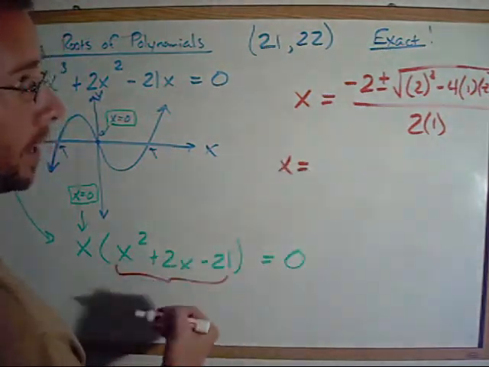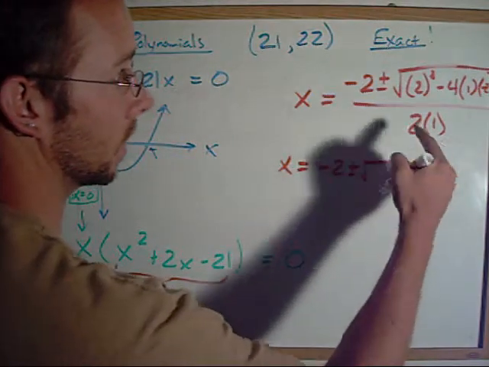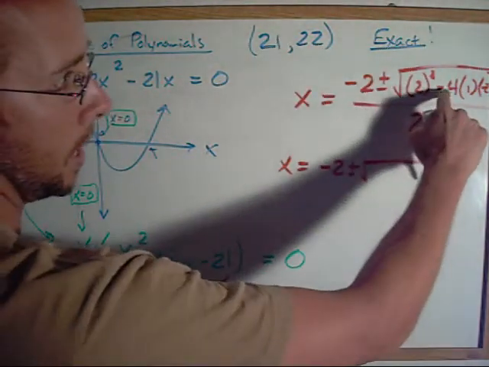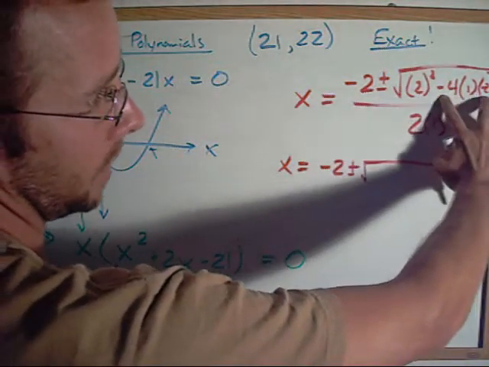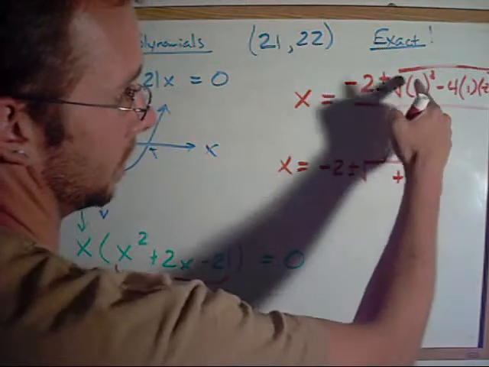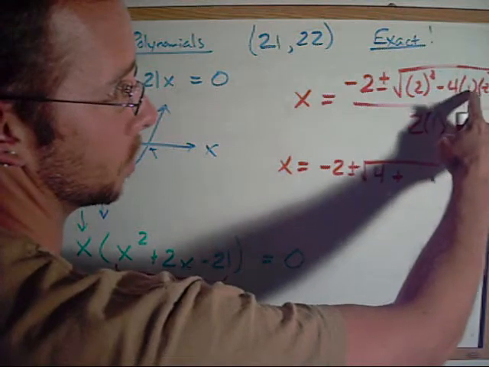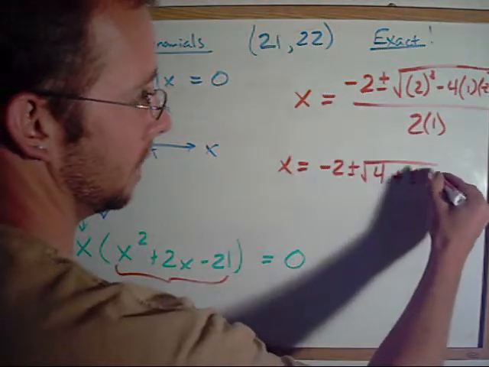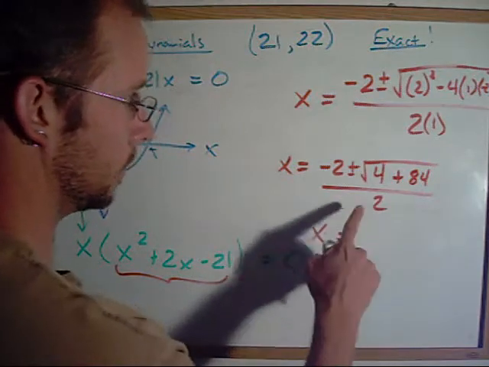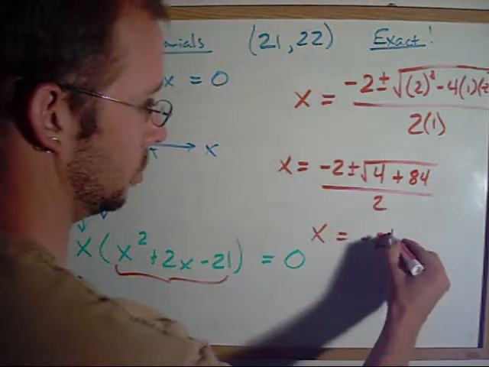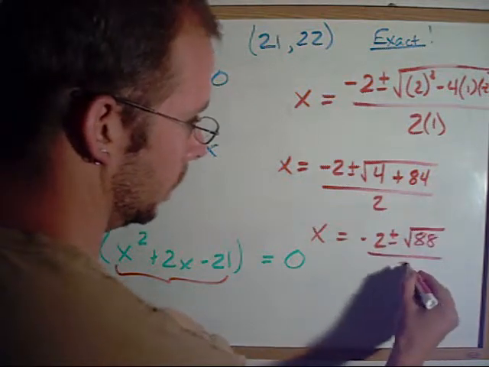I'm going to move over, and now we just simplify this, working underneath the radical. So negative 2 plus or minus the square root of 2 squared, which is 4, minus 4 times positive 1 times negative 21. These two negatives are going to yield a positive. So let me write that 2 squared is 4 right there. These are going to yield a positive, and 4 times 1 times 21 is 84, all over 2. And let's do one more line of simplification. So we have negative 2 plus or minus the square root of 88, all over 2.